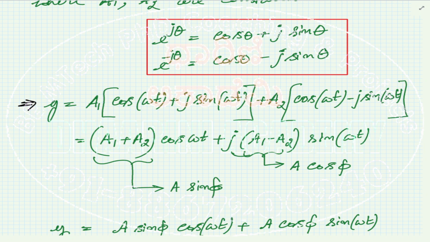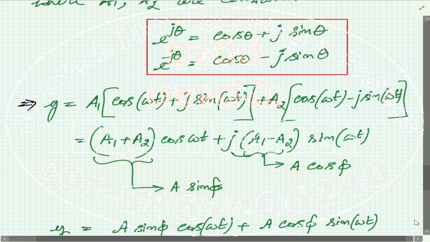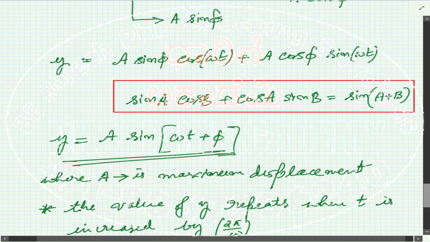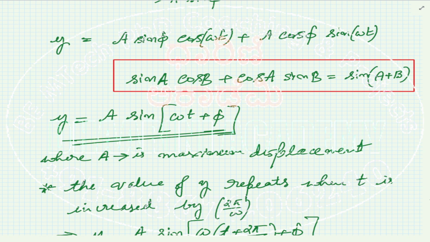So we have a1 plus a2 times cos omega t plus j times a1 minus a2 times sine omega t. A1 plus A2 we can call as A sine phi. A1 minus A2 we call as A cos phi. So you can see that the final equation is written in this way, where once again we can use a trigonometric identity.